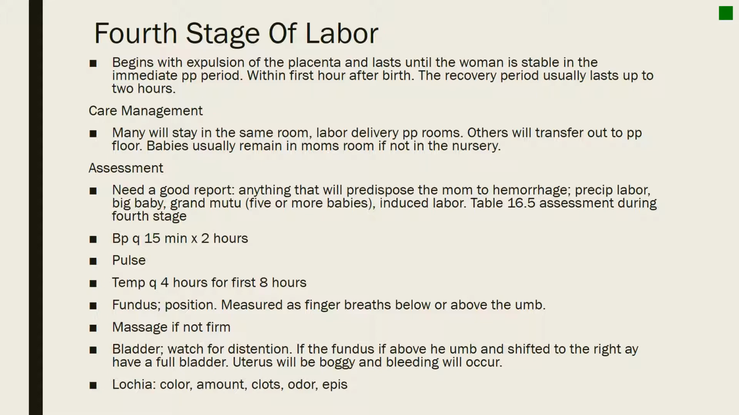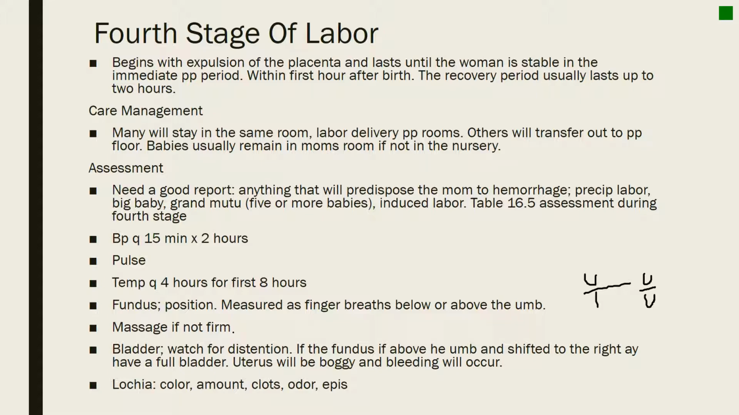We're going to do the blood pressure every 15 minutes for 2 hours. Pulse, temp, the position of the fundus. We measure that as finger breadths below or above the umbilicus. If I am one finger breadth below the umbilicus, I'm going to document it like that. If I'm at the umbilicus, I'm just going to put it like this. We're going to massage it if it's not firm.